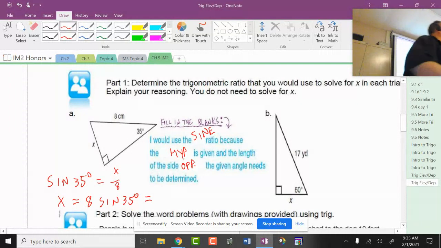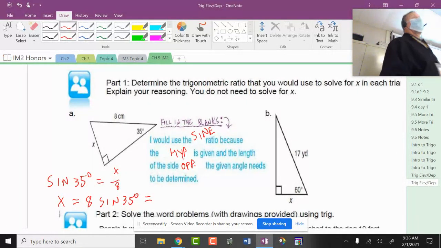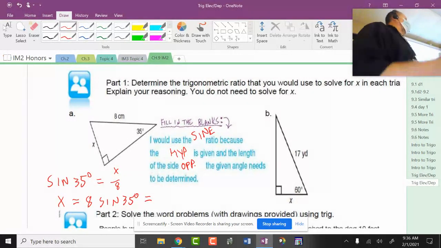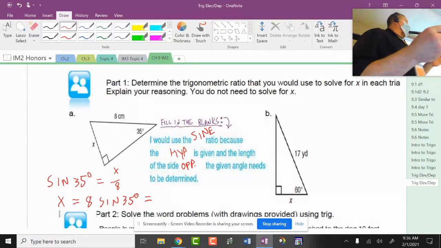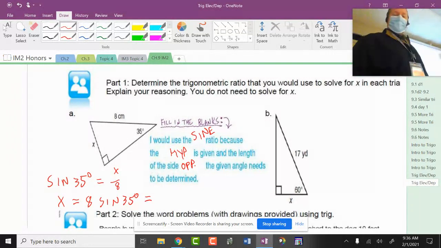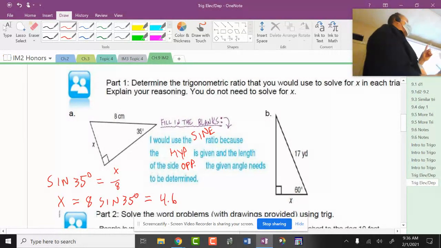Someone want to share out? Come on, somebody. If it's wrong, it's okay. Say that again. 4.59. If I tell you to round to the tenth, it'd be 4.6. And then what will we put on it? Nice. Centimeters. Finally did give you a question where we have labels.